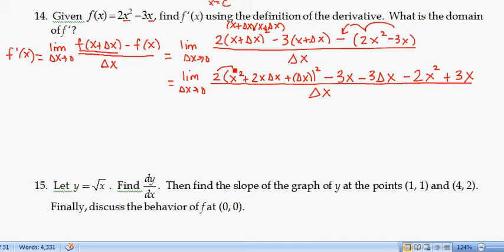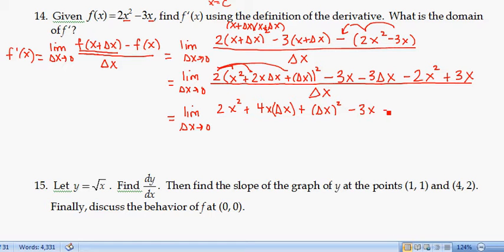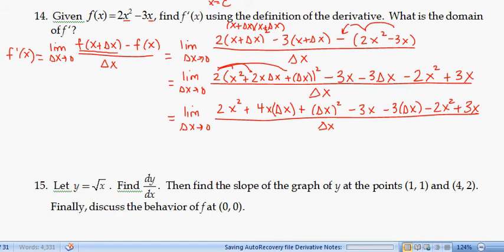So now we distribute the 2, and I want to combine like terms. So I have the limit as delta x goes to 0. Distributing, I get 2x squared plus 4x delta x. And if you want to put the delta x in parentheses, you can, to remember it's one variable. Sometimes people find that useful. Minus 3x minus 3 delta x minus 2x squared plus 3x. And that's all over delta x. So let's look for anything that we can combine like terms with.